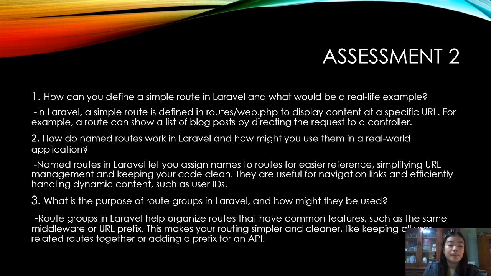Route groups in Laravel allow you to organize routes with common features such as the same middleware or URL prefix. This simplifies and cleans up your routing, enabling you to keep related routes together, like all user-related routes, or add prefixes for an API, making your code more manageable.